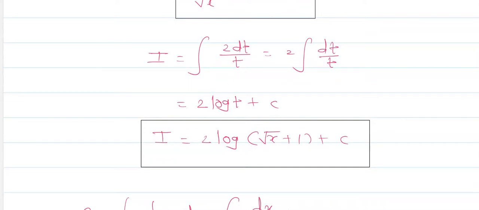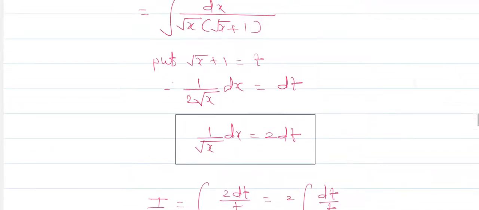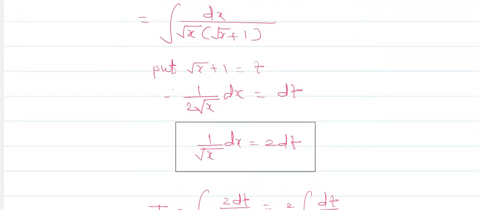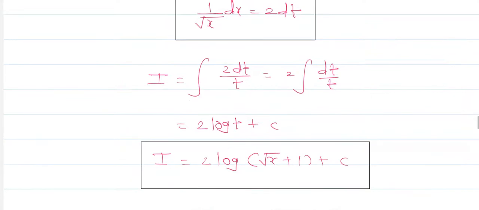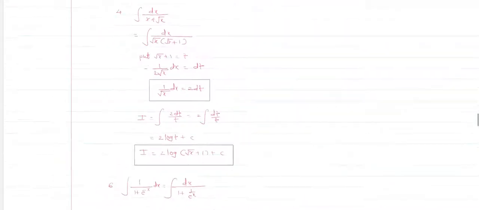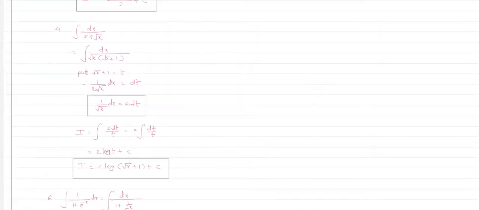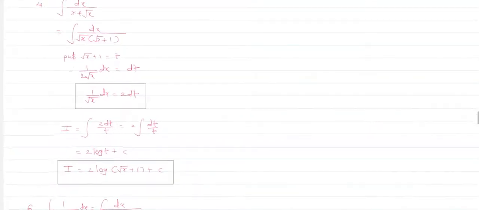In this way, I is equal to 2 times log of, replace the value of t. What's our substitution? The substitution is root x plus 1 equals t, and that's why we write I is equal to 2 log of root x plus 1 plus c, and this is our final answer. Now again you can see this, though it is in very small letters, this is the answer to integral dx upon x plus root x. Now see this again, next example.